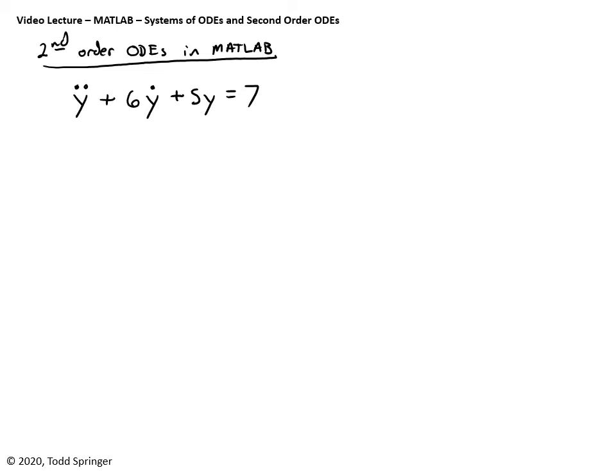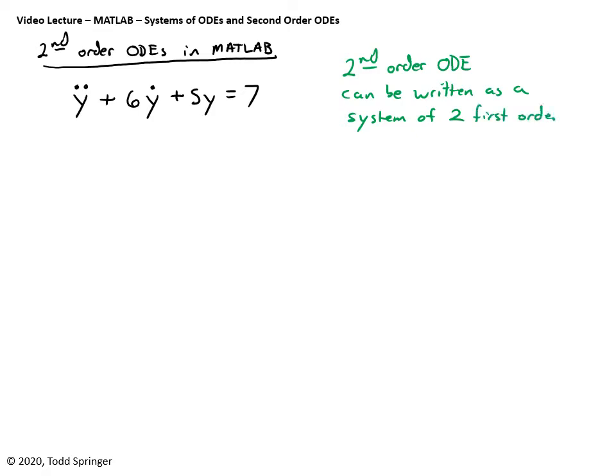So the kind of thing that might be a little bit surprising is that a second order ODE can be written as a system of two first-order ODEs. And let me show you how that works.